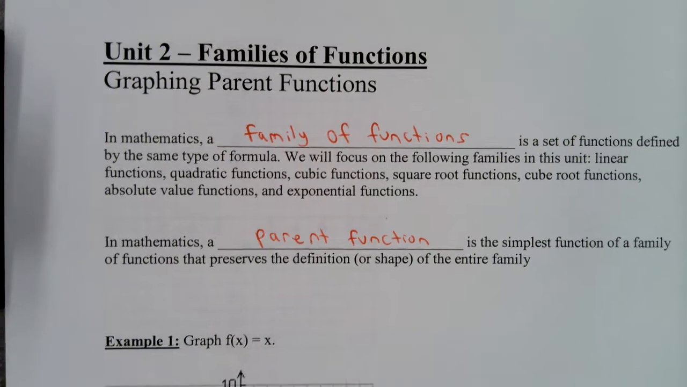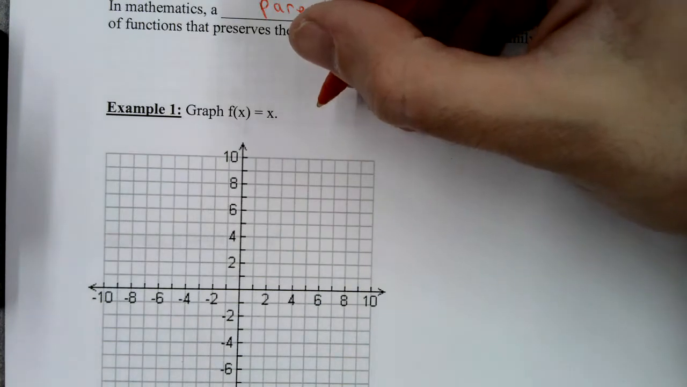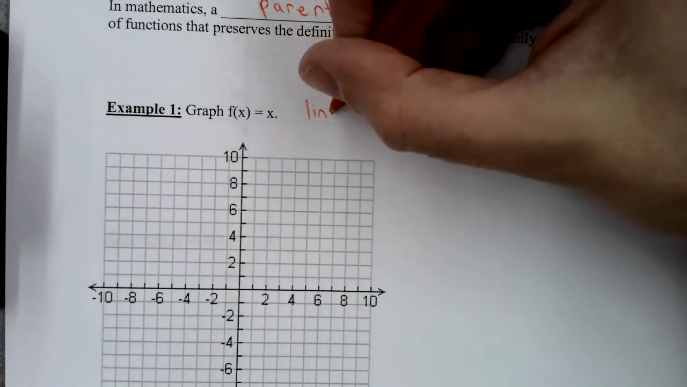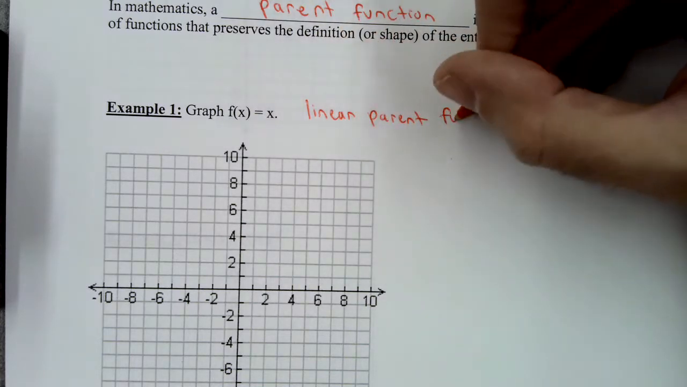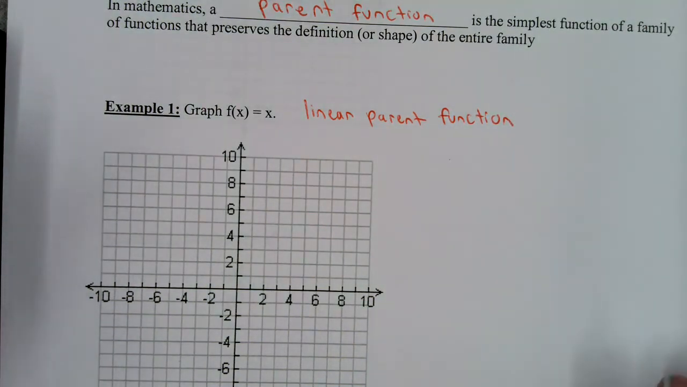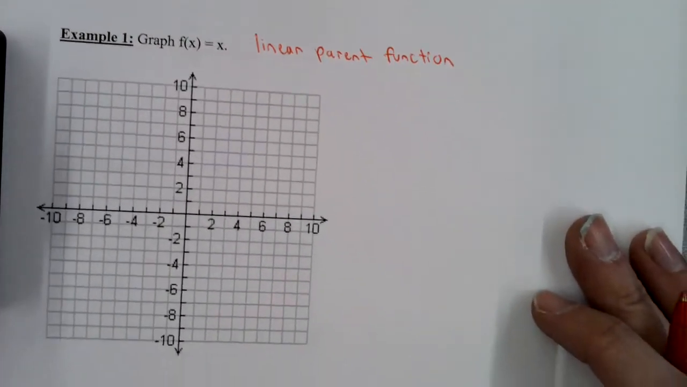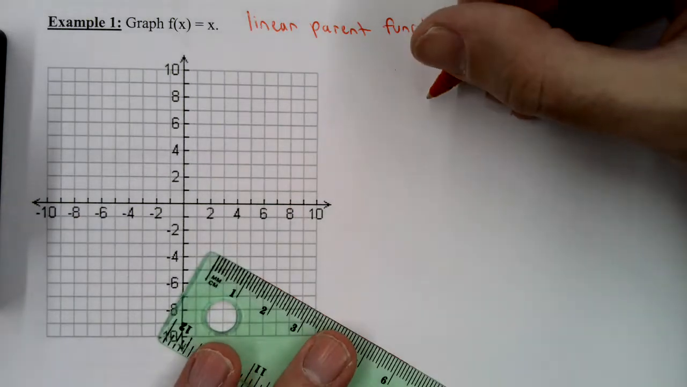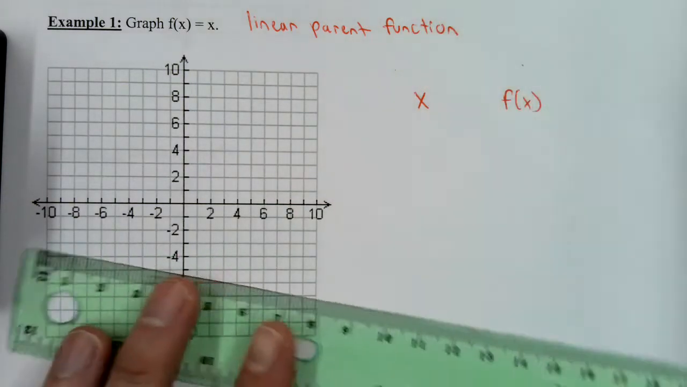This first one, graph f of x equals x, is called the linear parent function. Let's write that down. So we're going to graph all these parent functions, and I want you to commit them all to memory. We're going to make a table for this, and then we'll graph it. We'll put x, and then f of x or y.